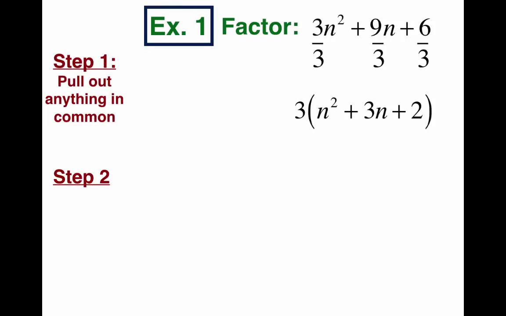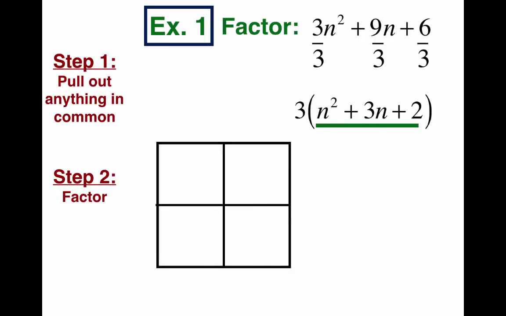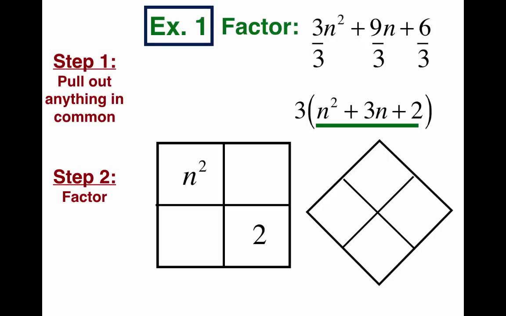Now we're going to factor and do our rectangle diamond with just the n squared plus 3n plus 2, just the part that we've pulled the 3 out of. So in our rectangle, we're going to put n squared and we're going to put 2. We're going to set up our diamond and we're going to do n squared times 2 is 2n squared. The bottom of the diamond is going to be that 3n. That's what goes in the bottom of our diamond. Now what multiplies to 2 and adds to 3? 2 times 1. Yeah, 2n times 1n.